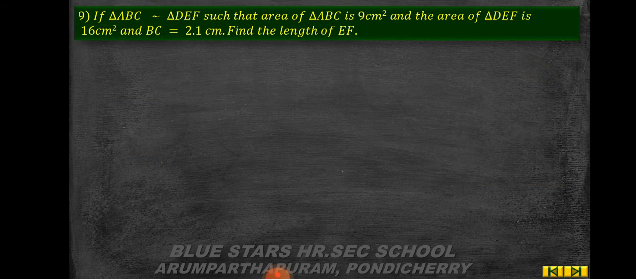Problem number 8. If triangle ABC is similar to triangle DEF such that the area of triangle ABC is 9 cm square, the area of triangle DEF is 16 cm square, and BC is equal to 2.1 cm, find the length of EF.